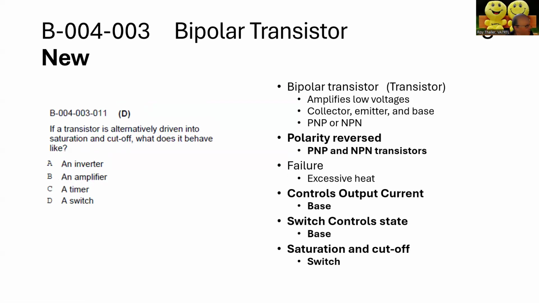If a transistor is alternatively driven into saturation and cutoff, what does it behave like? So this is a new question, and that would be D. It would be a switch. So in one case, it would be off, and in another case, it would be on. So D is the correct answer, a switch.